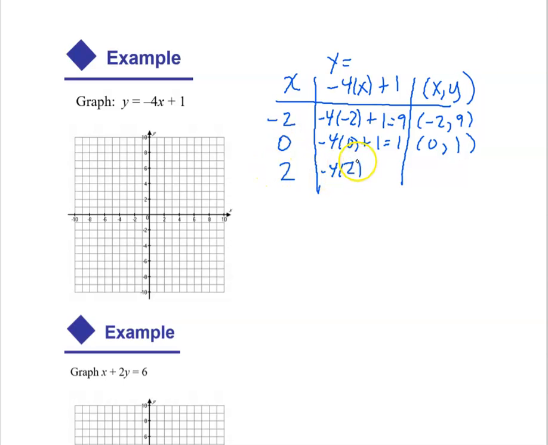Negative 4 times 2 plus 1. Well, that's going to be a negative 8 plus 1, which is negative 7. So I would have a point at 2, negative 7. So I'm going to plot my points, go to -2, go up to 9. There's 1 point. I've got a point at 0, 1, and a point at 2, -7. Now those are kind of spread out, but you can tell that they make a straight line.